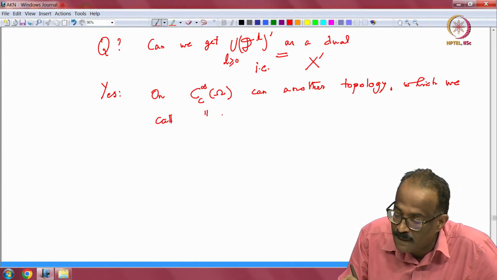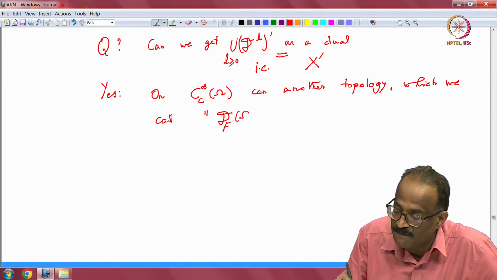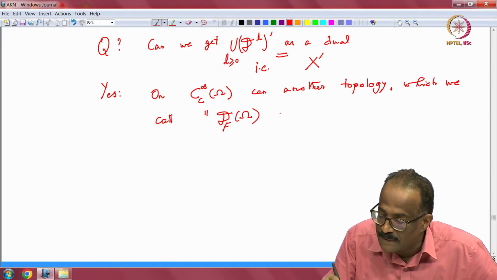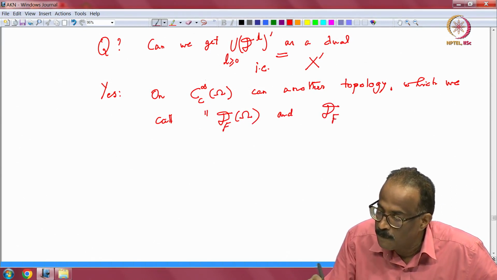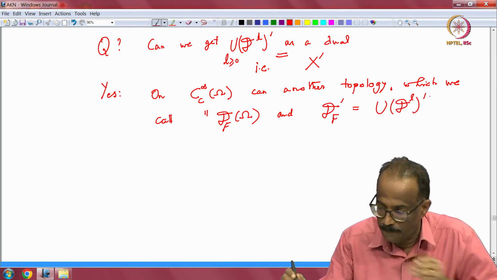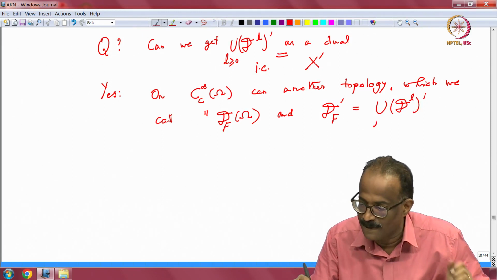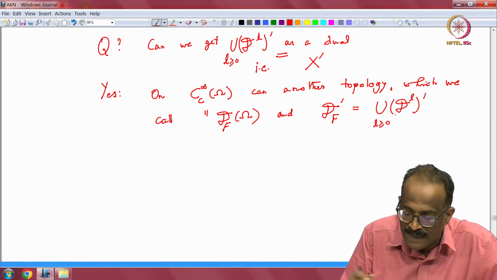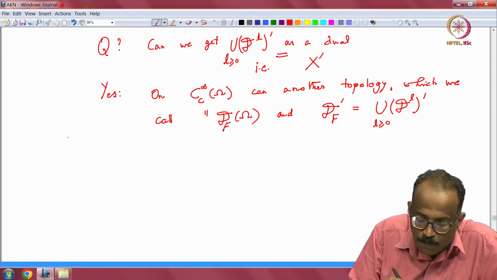In that case we call that space C_c infinity of omega equal to D_F of omega, F to represent finite, okay, and D_F prime is equal to the union of D_L prime, L greater than or equal to 0. So, this is the idea of defining this topology.